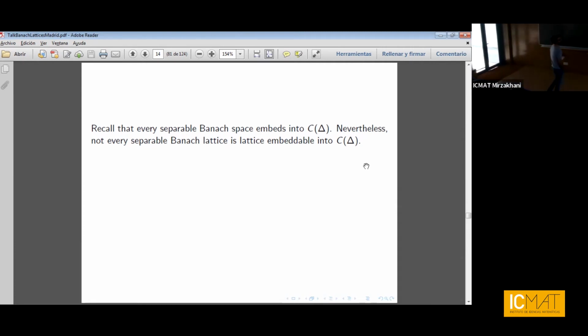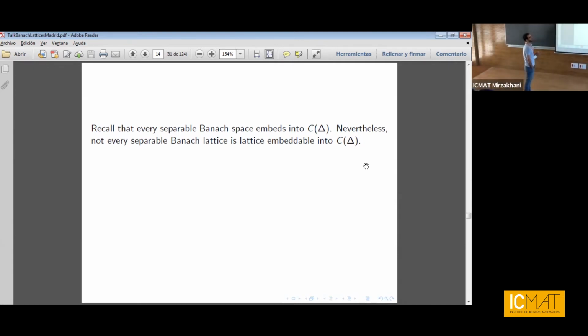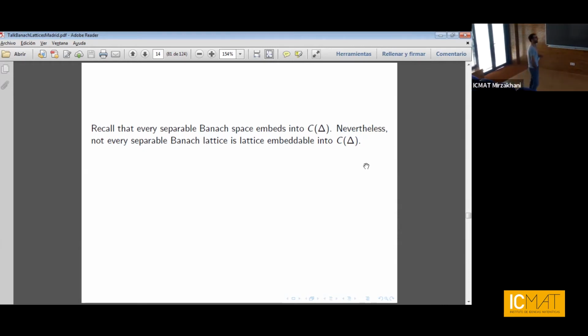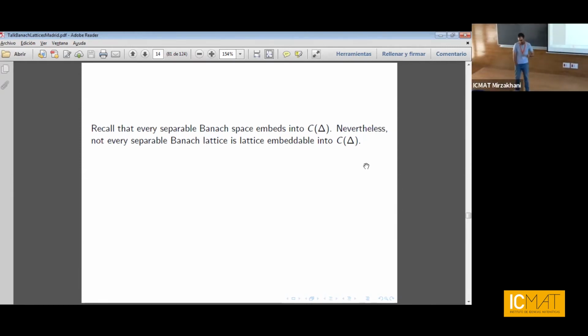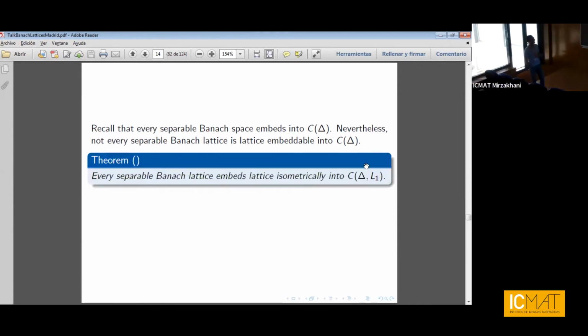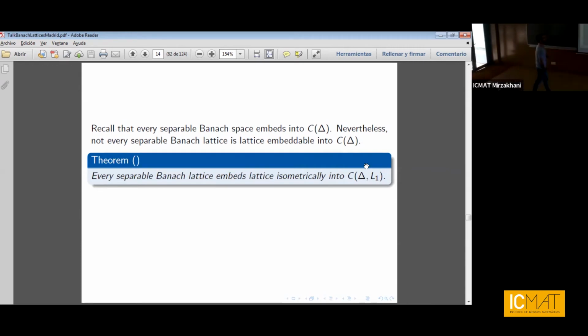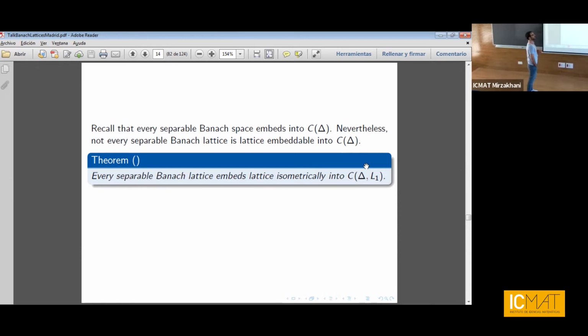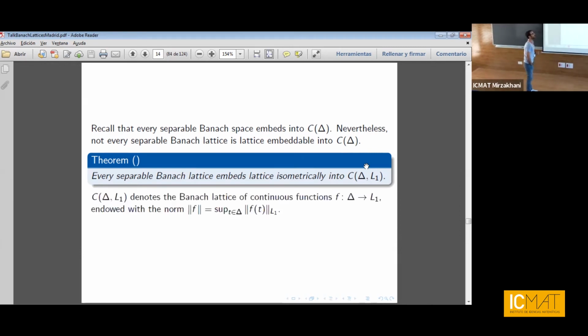So one may wonder if there is another separable Banach lattice, which is, let me say, more or less as simple as this one, in which any other separable Banach lattice can be embedded. And well, there is such a Banach lattice. This one satisfies this property. Every separable Banach lattice embeds lattice isometrically into C of the Cantor set, with values in capital L1, the space of continuous functions from the Cantor set to capital L1. Okay. And well, the norm is this one.